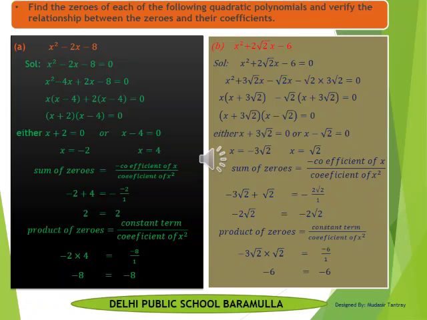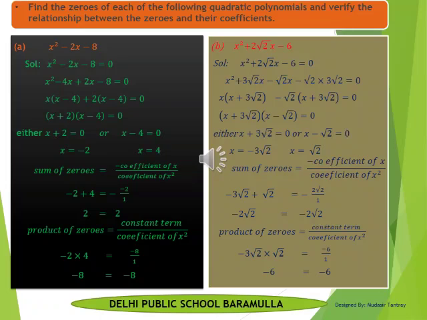Now, x^2 - 2x - 8 is equal to 0. x^2 - 4x + 2x - 8. We split the -2x as -4x + 2x. When we add -4x and 2x, it becomes -2x. But when we multiply these two terms, it becomes the multiple of the first and last term.